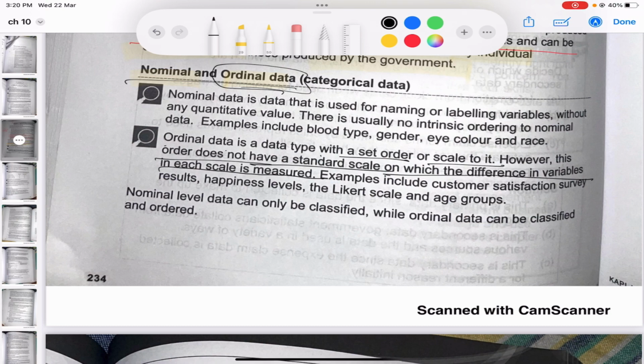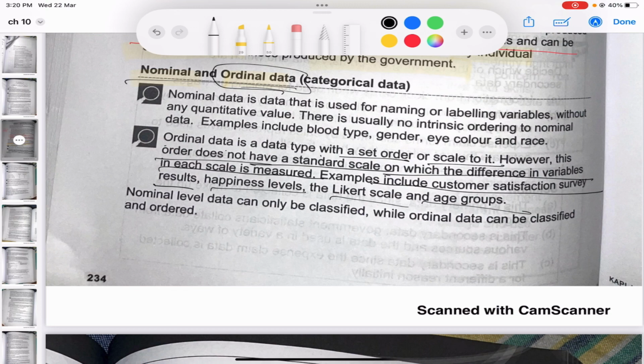For example, a customer satisfaction survey. We have happiness levels, we have the Likert scale, we have results. So everything is quantified in a way, right? We can say it in a number format. It is quantified. We can measure it somewhat on a scale.